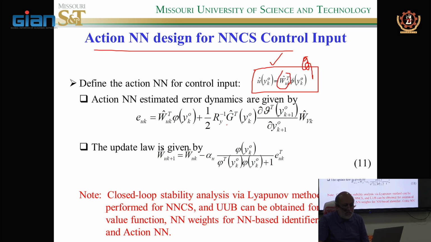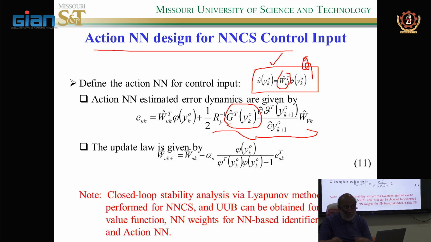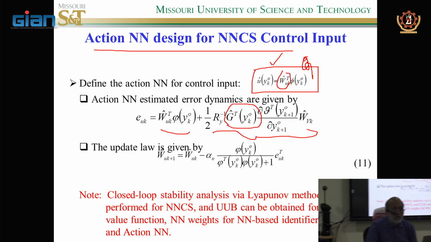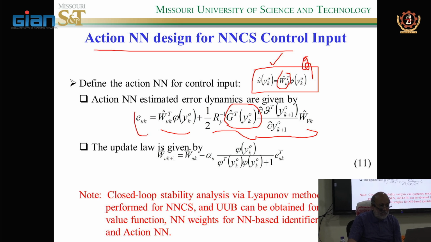Since we don't have the G, we are replacing that G by the G hat from the identifier. So we are computing the optimal control input in 2 different ways, and we are subtracting them because they are both supposed to be equal. Since we don't have any measured quantity, this is the best way to do it. The difference between them is what we call the control input error. So this term is called the control input error.